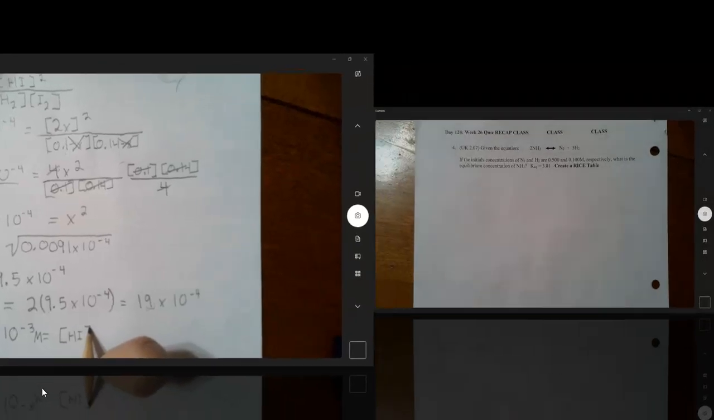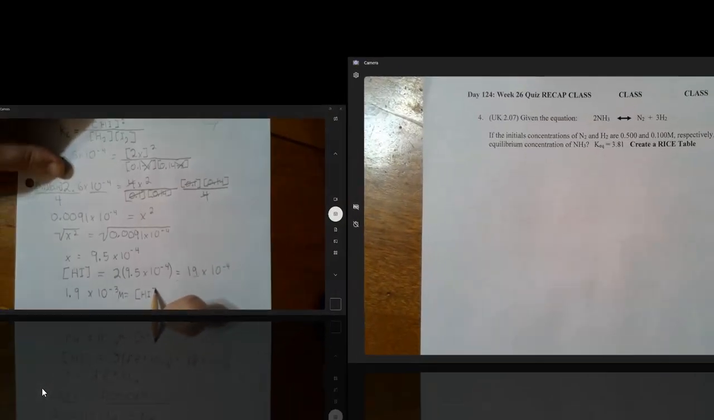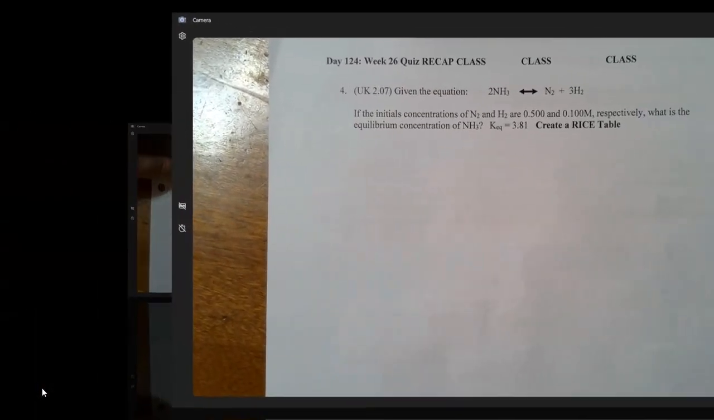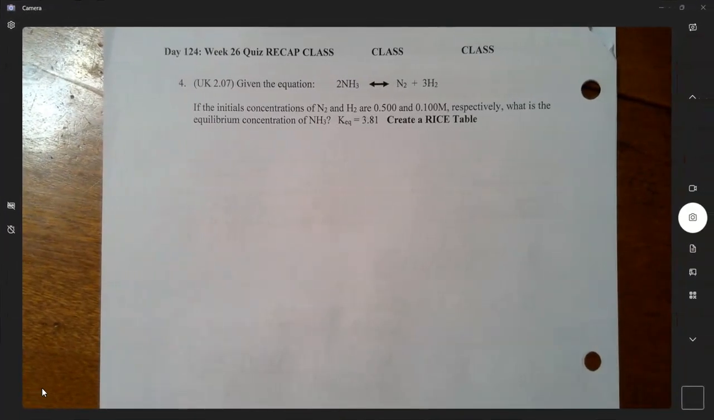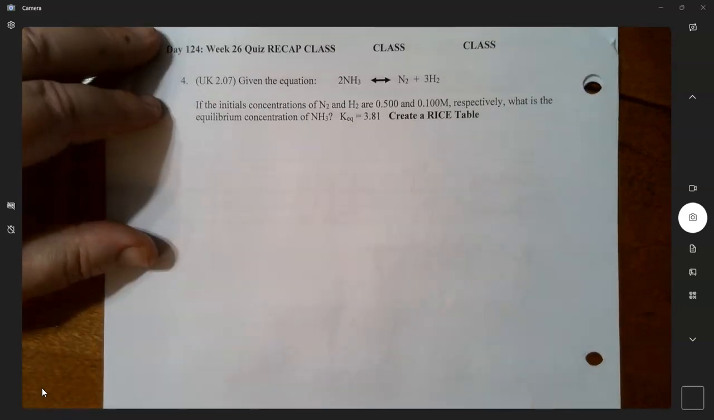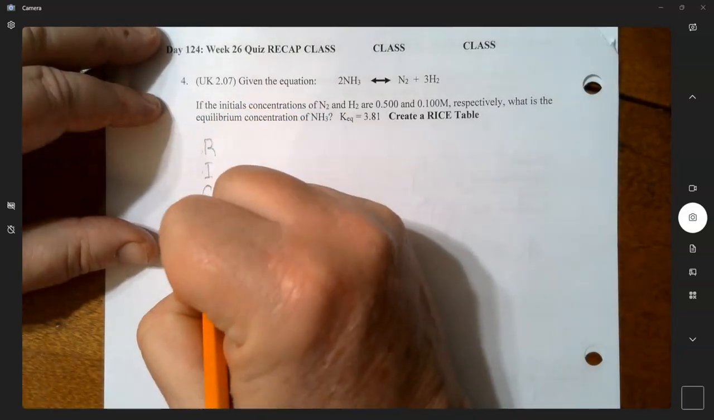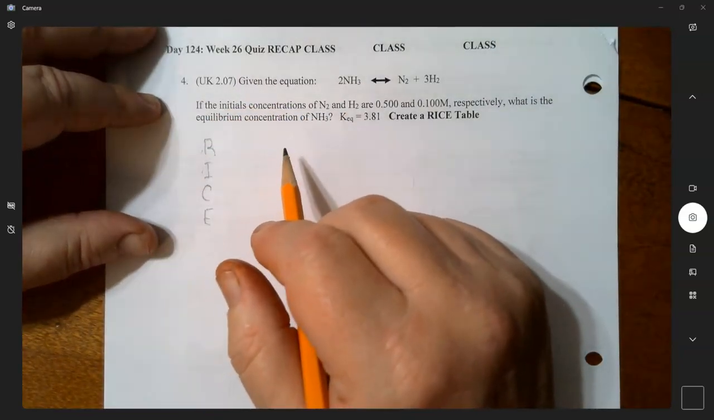Okay, so they're giving you initial concentrations, and they want to know the equilibrium concentration of NH3. When you draw a Rice table, you don't have to draw the lines, but if you do draw the lines, draw them with a straight edge, especially on the AP exam. I'm not going to draw the lines, I'm just going to do this. So here's the trick here. Let's write the equation.